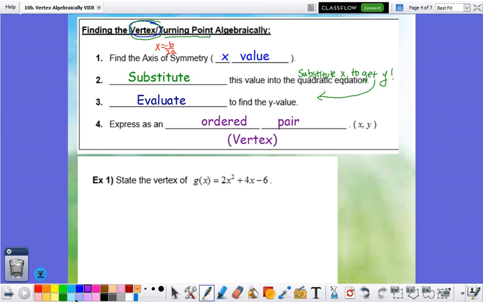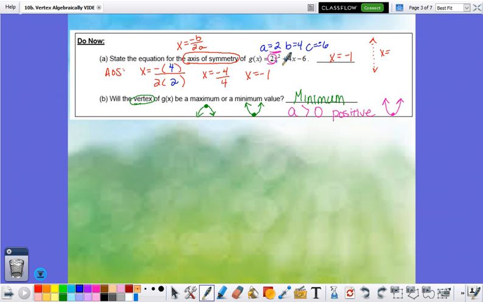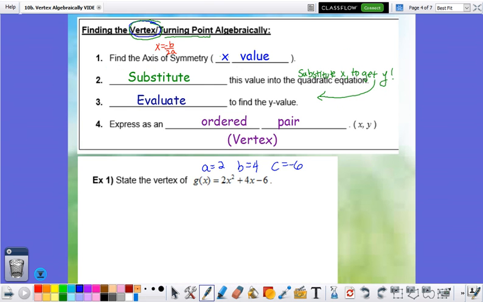Let's try it. First, let's identify our a, b, and c values. A is 2, b is 4, c is negative 6. If you noticed, it's actually the same exact function that we were given for our do now. So pause the video, take some time to copy down your axis of symmetry work. Okay, step 1 is complete. We have our axis of symmetry, same as our do now: x equals negative 1. So for step 1, we're done.